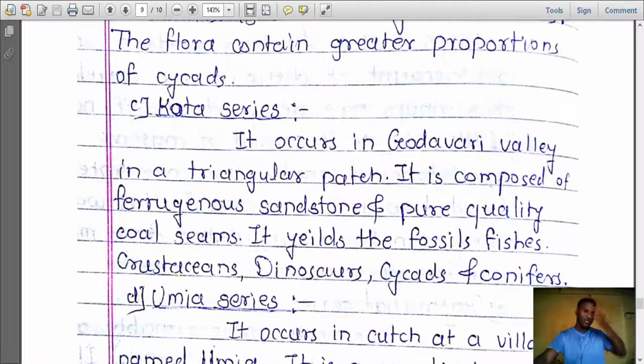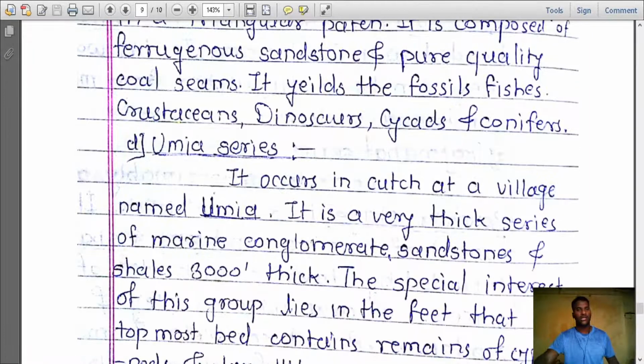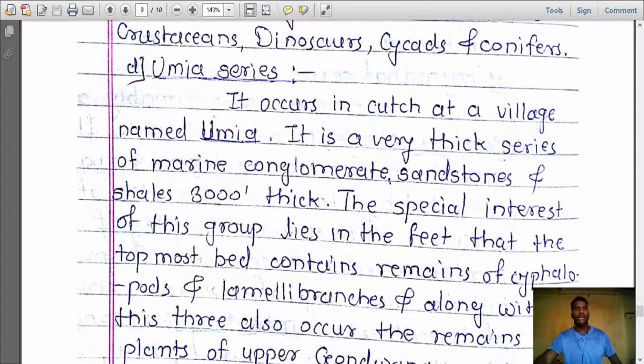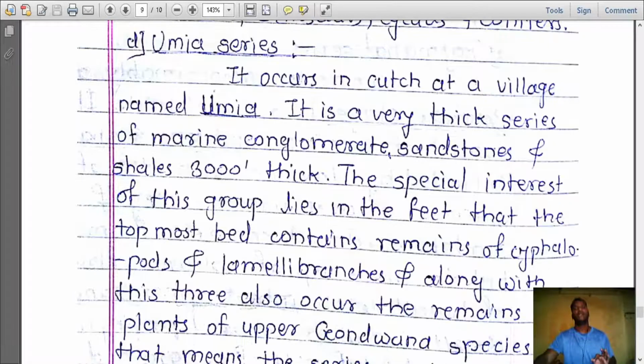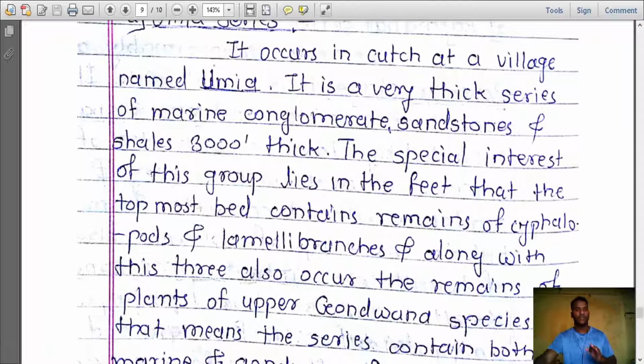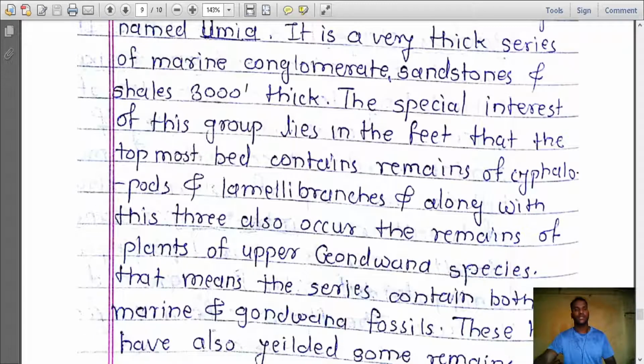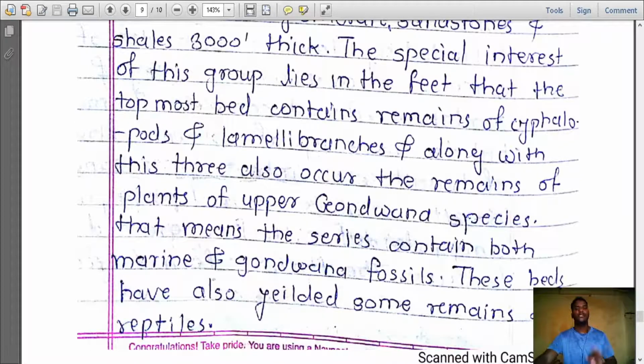Then Umia series, it occurs in Kutch at village named Umia. It is a very thick series of marine conglomerates, sandstone and shale 3000 feet thick. The special interest of this group lies in the fact that the topmost bed contains remains of cephalopods and lamellibranchs, and along with these also occurs the remains of plants of Upper Gondwana species. That means the series contains both marine and Gondwana fossils.